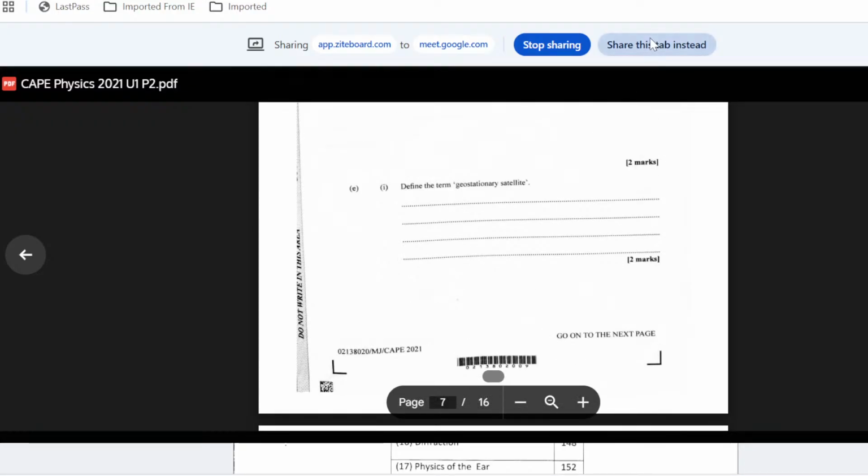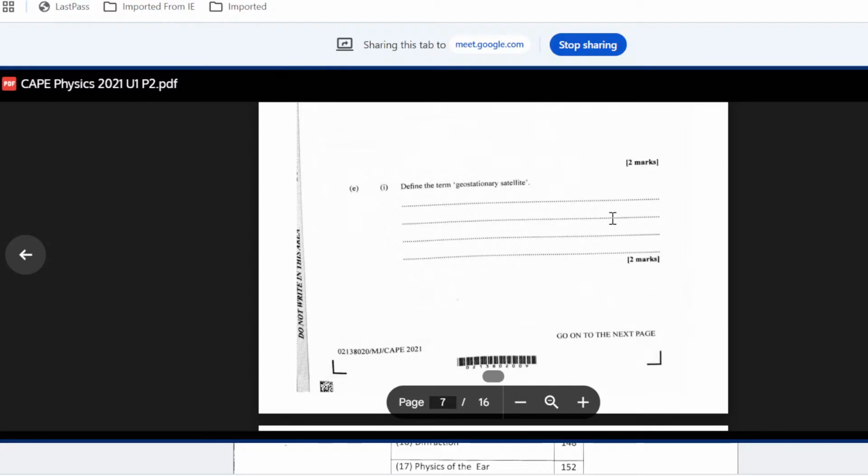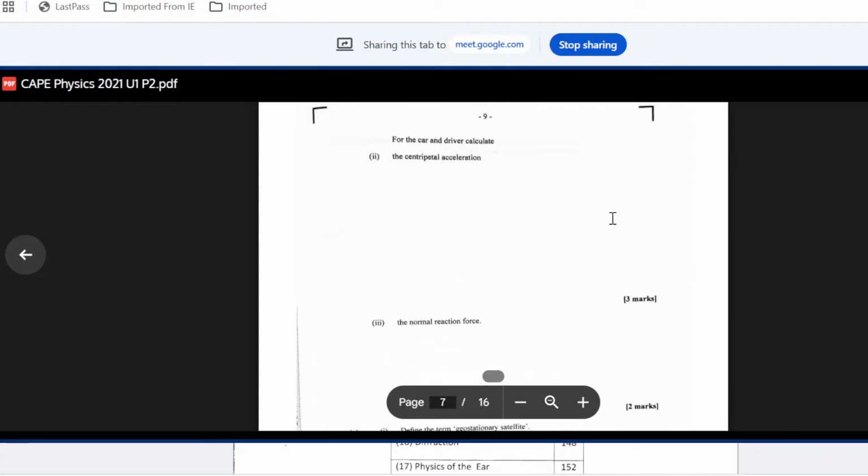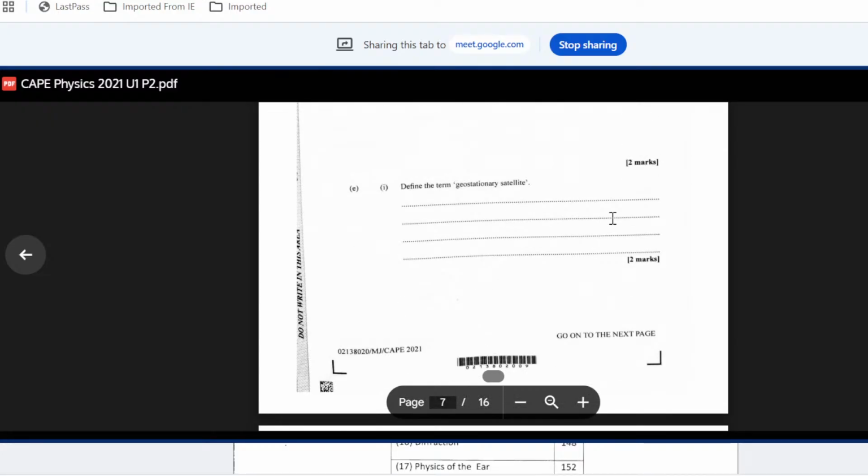All right, the next part. Define the term geostationary satellite. So I think that was the next question. Normal reaction force, yes. Was that a satellite that had the same angular velocity as the Earth? A satellite that had the same angular velocity to that of the Earth, I think. Same angular velocity.